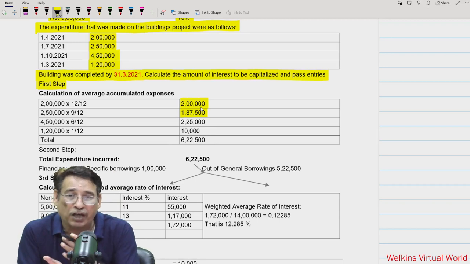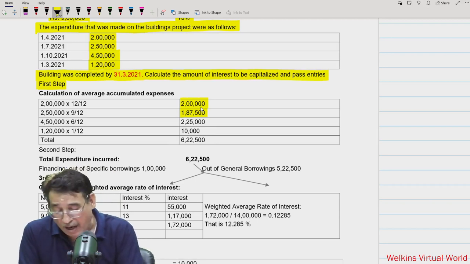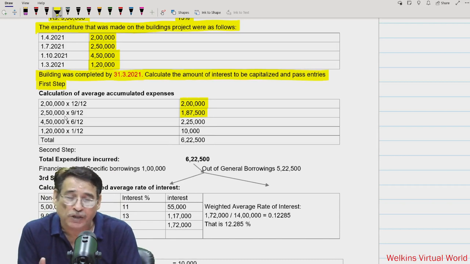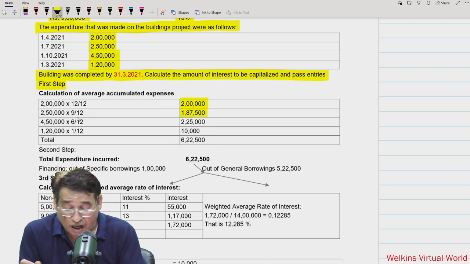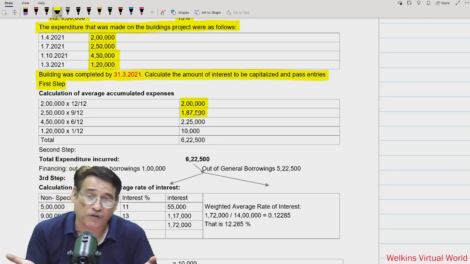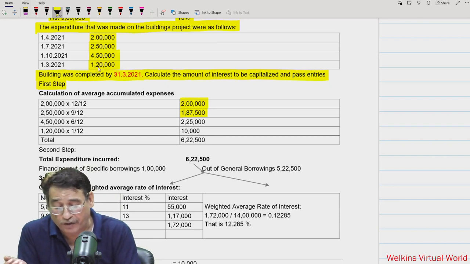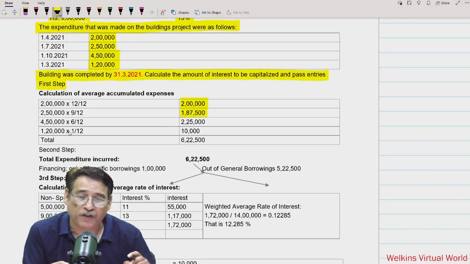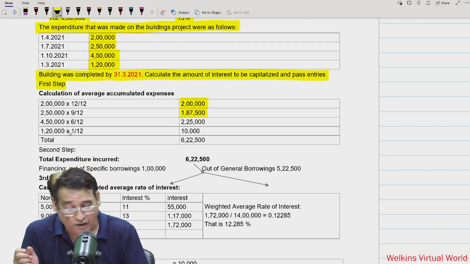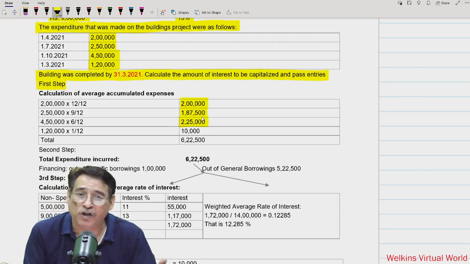Because every month we are spending some amount, and this amount which we spent was effectively used for 9 months only. So we can say that the average expenditure in the current year out of 2,50,000 is 1,87,500 only. And similarly, 4,50,000 we spent on 1/10/2021. If I divide it by 12, it will tell me the per month expenditure. And from 1/10/2021 till 31/3/2022, 6 months will be there. So for 6 months, the expenditure will actually be 2,25,000.